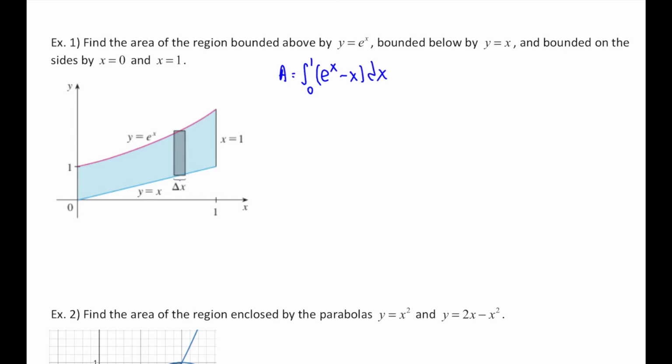And that is an integral that we can evaluate. This gives us e to the x, subtract 1/2 x squared. We're going to evaluate from 0 to 1. So we plug in 1, we're going to have e, subtract 1/2. Subtract, we're going to have 1, subtract 0. And so in total, our area is going to be e, subtract 3/2.